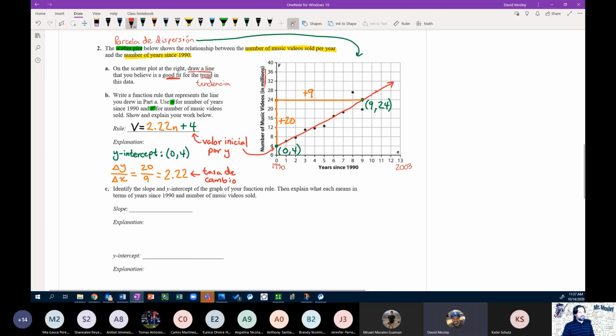Es este punto aquí. Okay. So this is how we got our rule. So we can now answer part C. It says identify the slope and y-intercept of the graph of your functional. Well, this is, tasa de cambio is also called the slope.